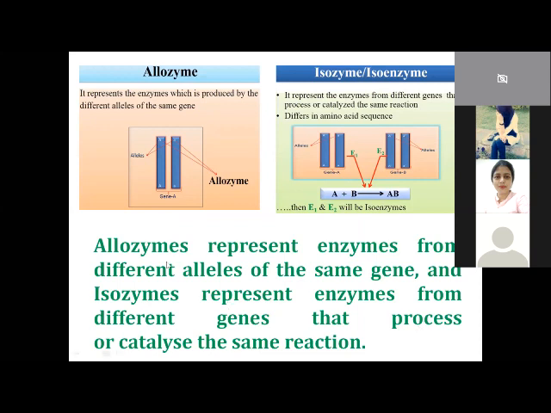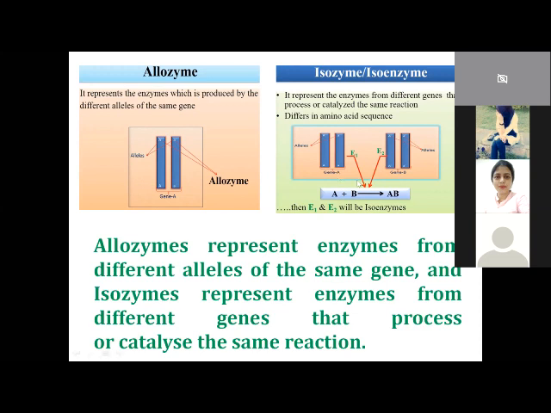Just see, there is a gene A, with allele capital A and small a, the alternate allele. The allele A will code for one form and the small a allele will code for another form. Two different forms of the same enzyme are coded by different alleles present at the same locus. That is known as the allozyme. And in the case of isozyme, there are different forms of the same enzyme which have the same catalytic reaction, meaning they catalyze the same reaction.